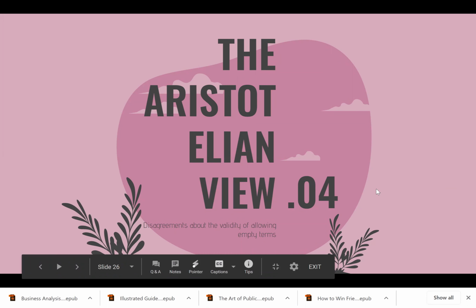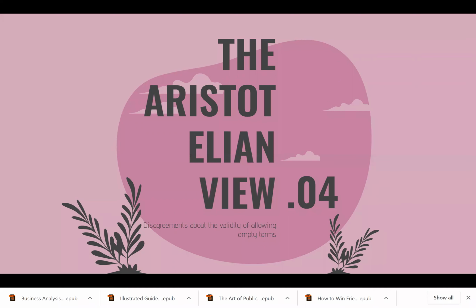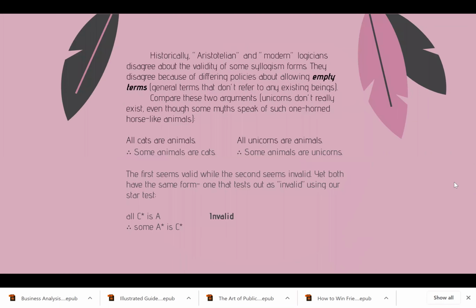So now we're moving on to the Aristotelian view. Historically, Aristotelian and modern logicians disagree about the validity of some syllogism forms. They disagree because of differing policies about allowing empty terms, which are general terms that don't refer to any existing beings. Compare these two arguments. And note that unicorns don't really exist, even though some myths speak of such one-horned horse-like animals.